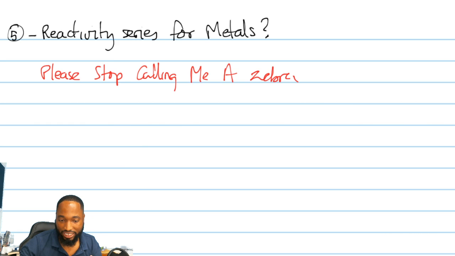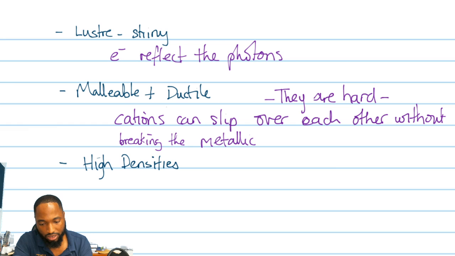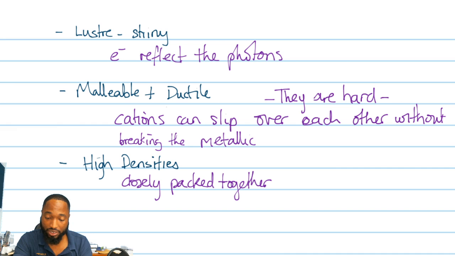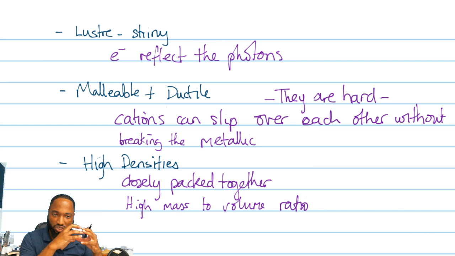What's the reason for the high density? The reason for the high density is closely packed together. I thought people mentioned that. Closely packed together, to have a high mass to volume ratio. Because of the strong electrostatic bonds, the cations are close to each other, closely held together by the electrons. So you have a high mass to volume ratio.